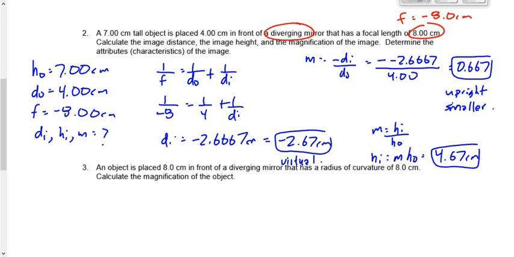So we get 3 characteristics, 3 attributes. We said that it was smaller, upright, and virtual. We could have predicted that, right? We could have predicted that.